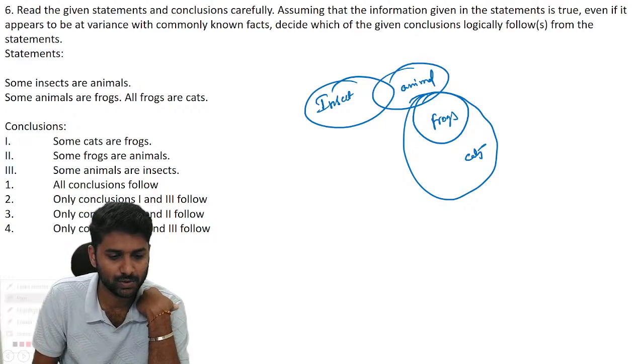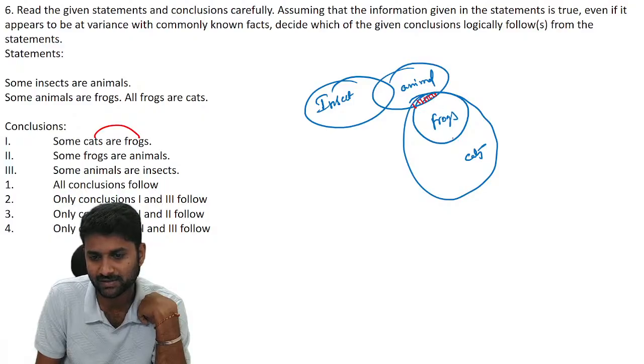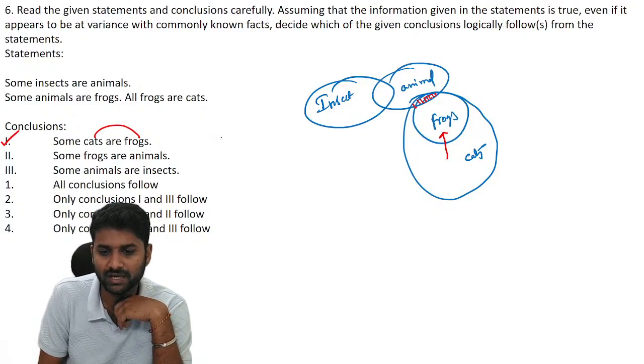Let's check with these conclusions. Conclusion number one: some cats are frogs. I told you, now we need a direct relation in the picture. So just check with the cats and frogs. Definitely you can see the overlapping. So I can say that some cats are always frogs. It's valid.